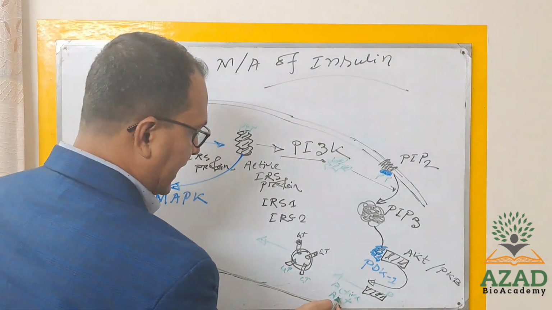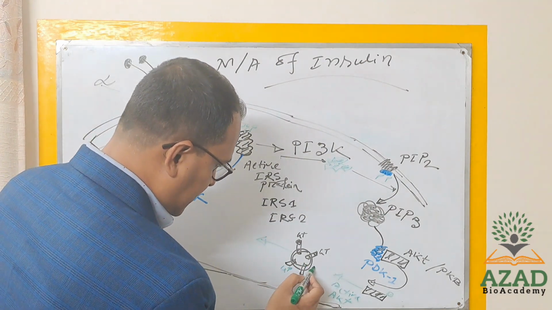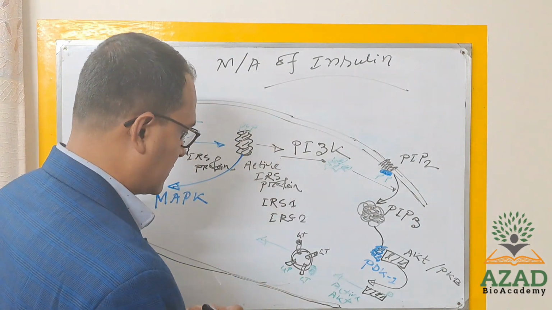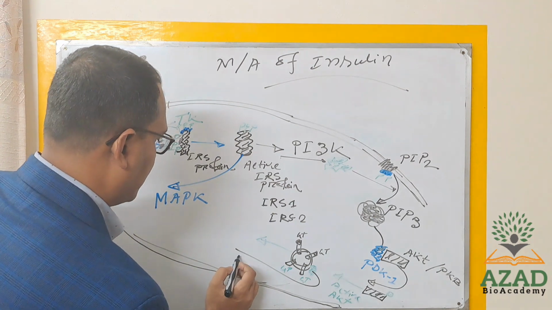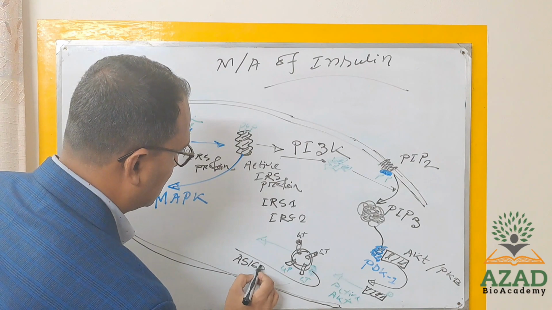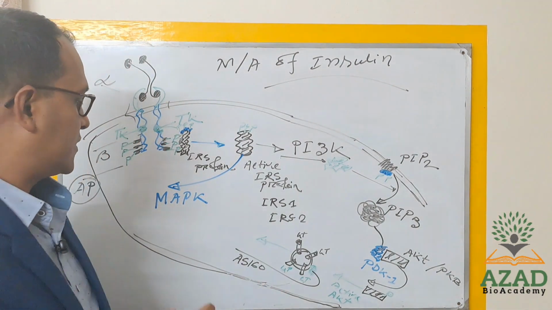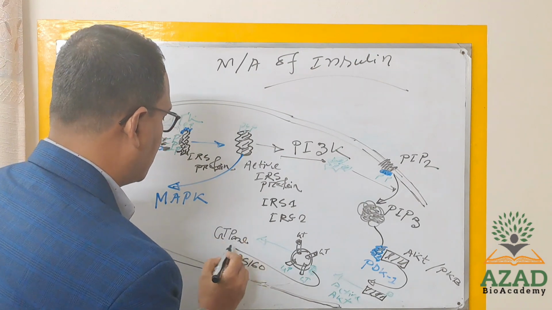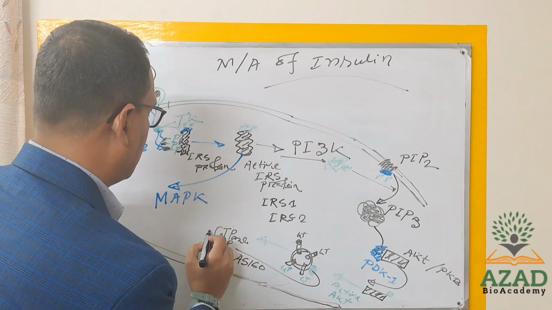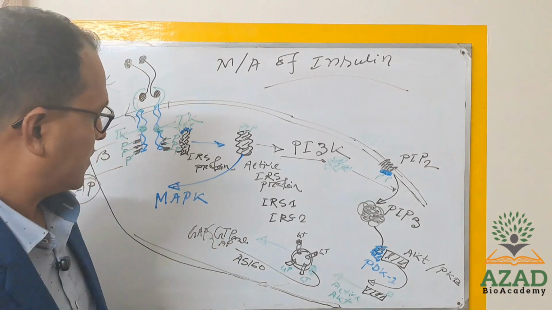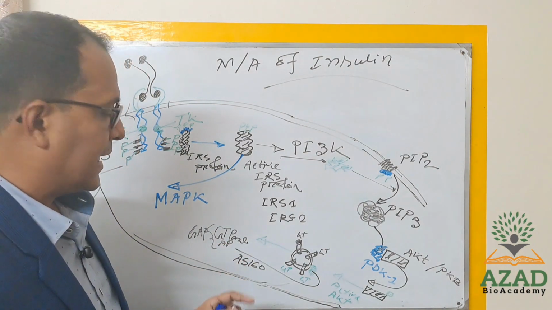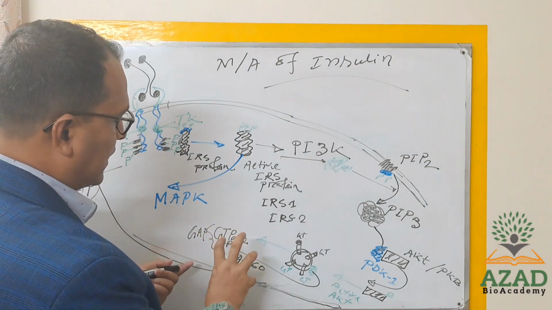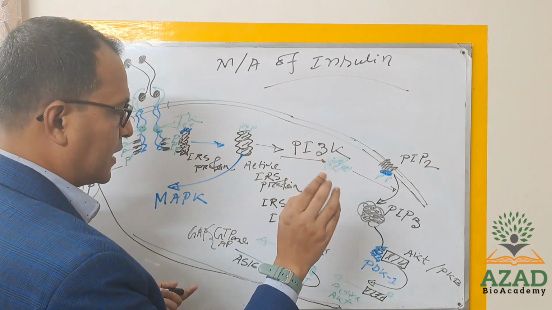Now what will happen? AKT here, a substance is present. You can name it AS160. You can also call this GTPase activated protein, that means GAP. So what is the function of AS160? That AS160 will just remove one phosphate from the ATP and it will make it into ADP.